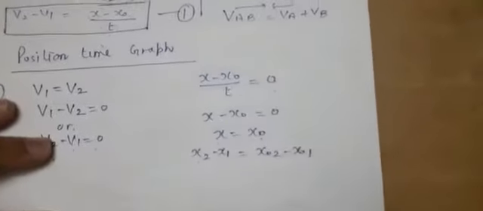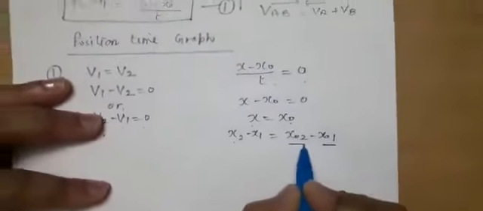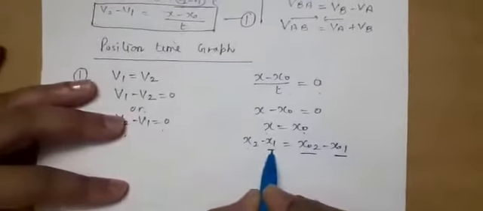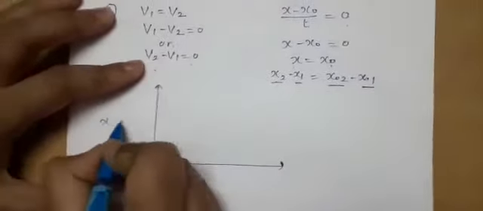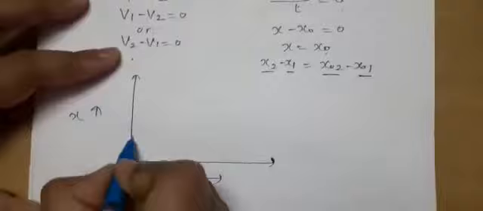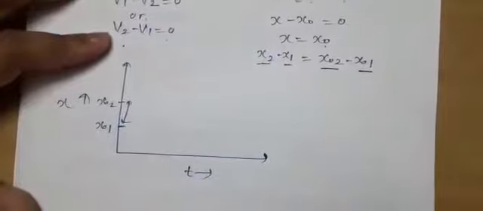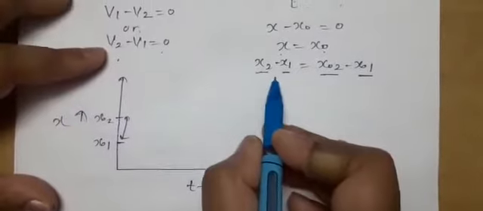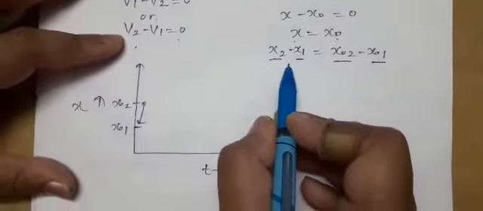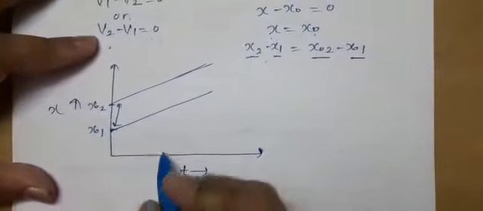What does it mean? It means this was the initial position of the first body, this is the initial position of the second body, this is the final position of the first body, and this is the final position of the second body. If we represent the position time graph, this is x01, this is x02. It means there is some fixed separation distance between the two bodies at the starting time. If this condition is fulfilled, then as the bodies are moving with uniform speed, you can see the graph which comes out is a straight line.